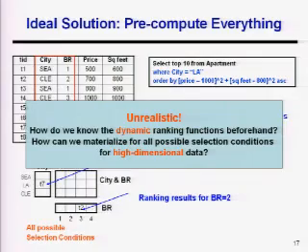So this solution is nice, but it's unrealistic because we do not know the ranking function beforehand, and we also do not know how much space we have. Can we materialize every result for high dimension data? No, because the number of selection conditions grows exponentially with the number of dimensions.